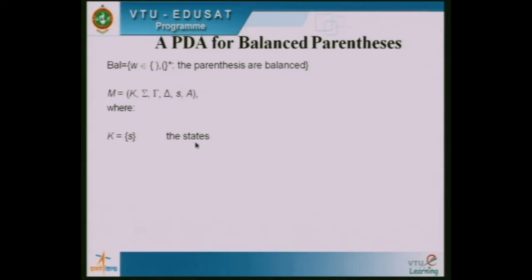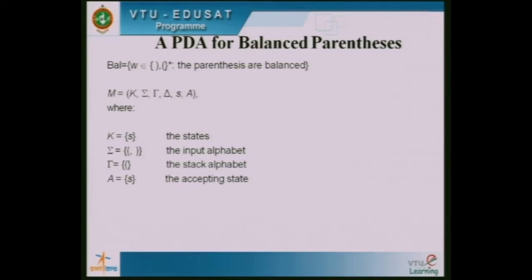Here we will first take the simplest PDA, wherein we have only one state, that is S. Sigma is the opening and closing parenthesis. Gamma is only the opening parenthesis. The final state is S. Coming to the delta transitions.